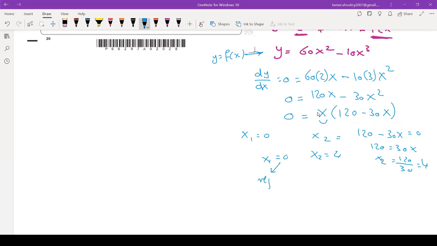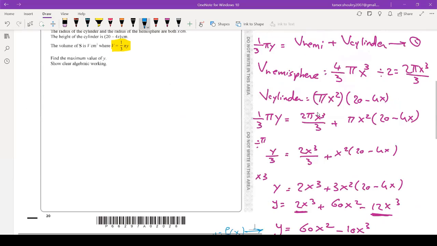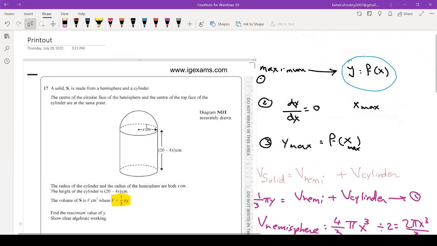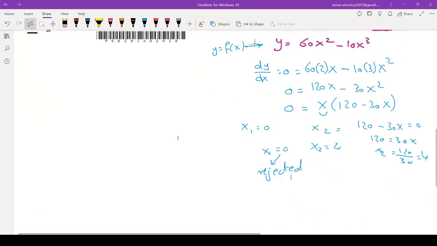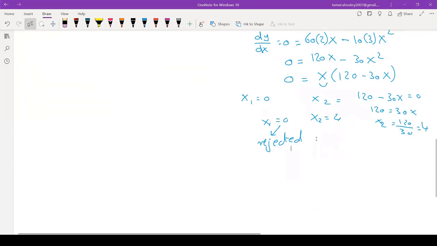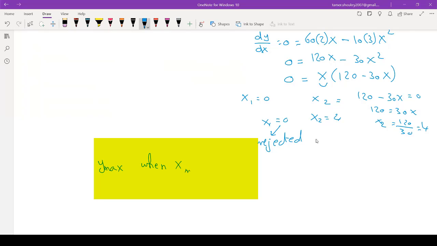Now x1 is rejected. Why? Because x is the radius, so it is impossible that x is equal to 0. And x2 is equal to 4. This means that y is maximum when x maximum is equal to 4.